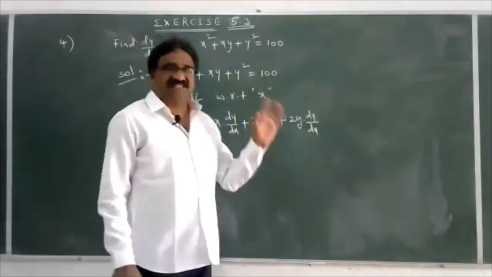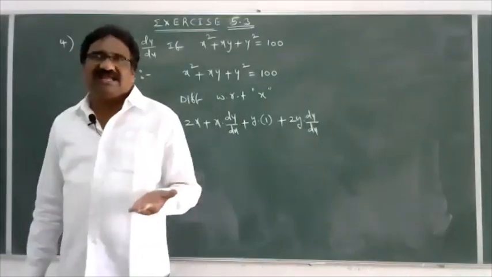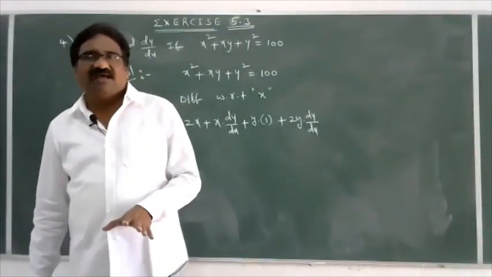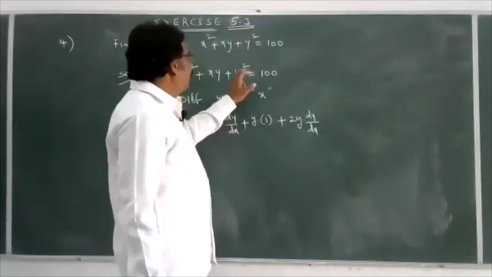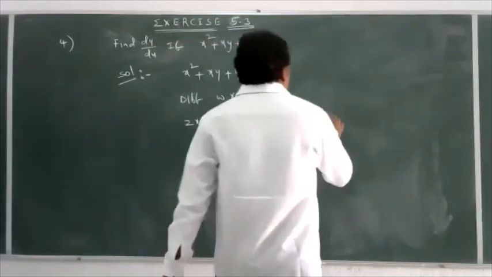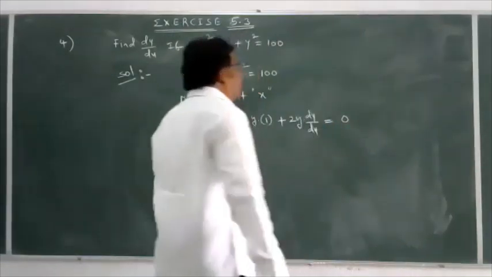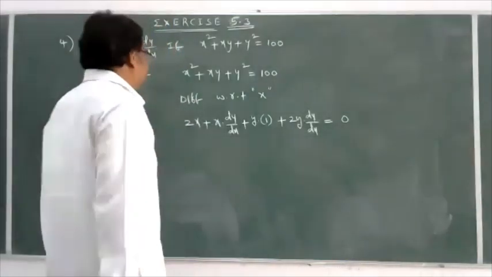Y square is in the form of x power n. By using the formula of x power n, n into x power n minus 1, y square derivative is 2y into y derivative with respect to x, that is dy by dx, is equal to 100 is the constant. Constant derivative is always 0. So derivative of 100 is 0.